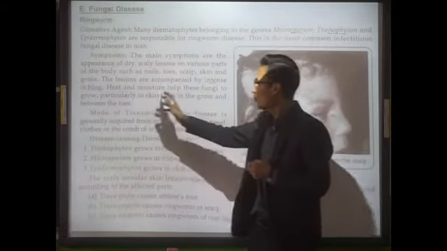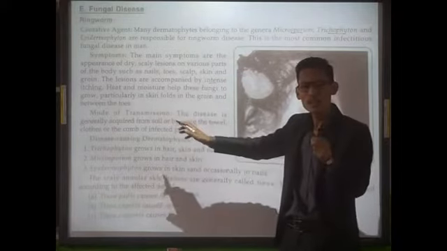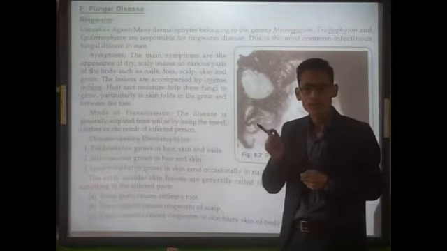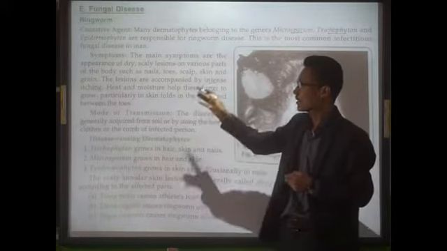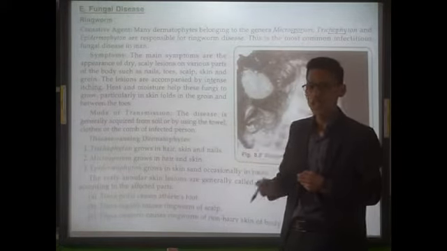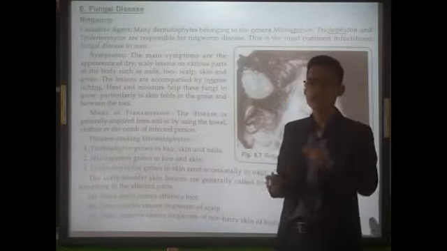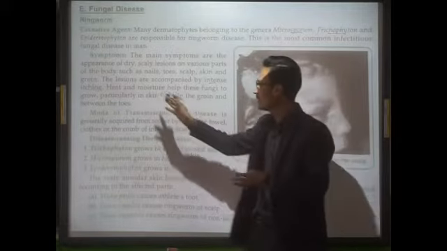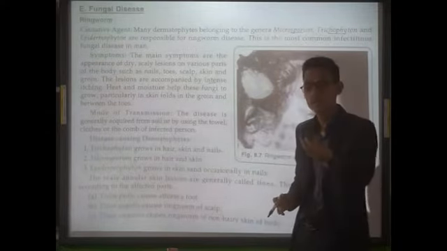Then, heat and moisture help these fungi to grow, particularly in the skin folds, in the groin, and between the toes. So remember the common symptoms of ringworm: the appearance of dry scaly lesions that become itchy in nature, and mainly occur in body parts such as nails, toes, scalp area, skin, and the groin area. And intense heat and moisture help these fungi to grow or multiply.